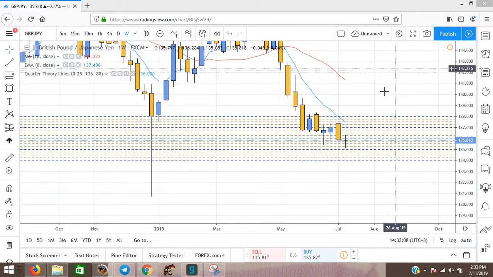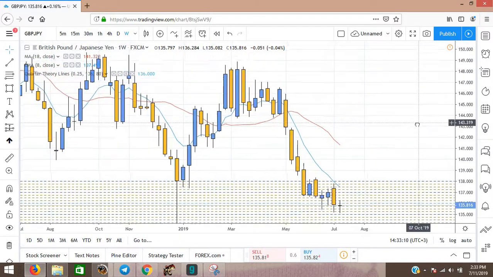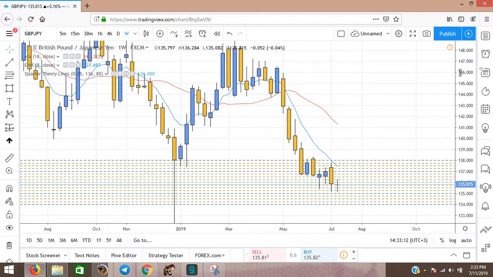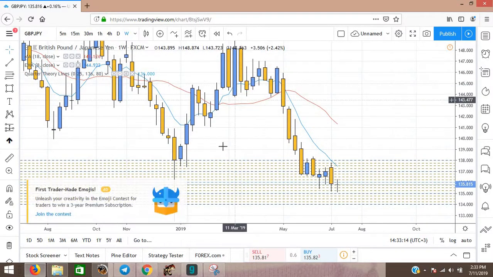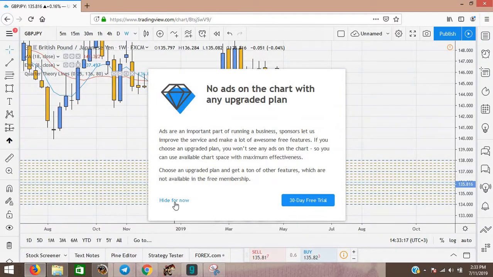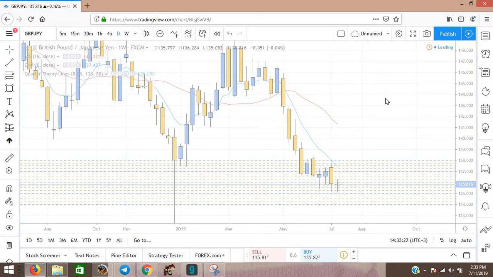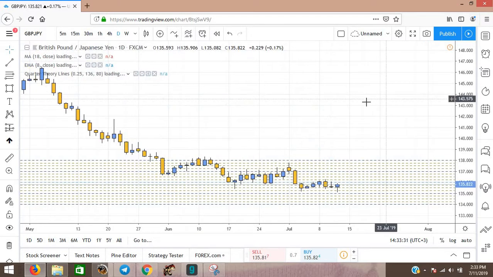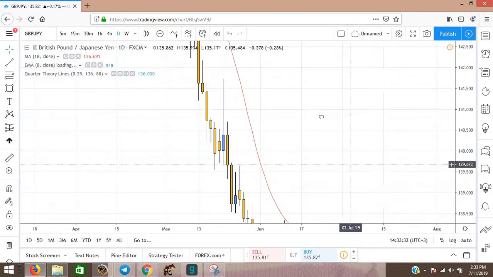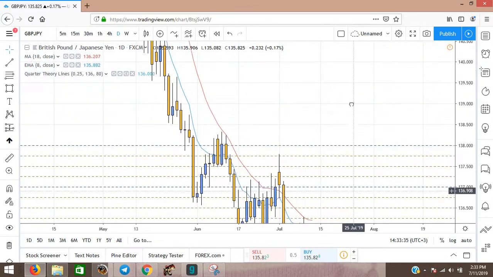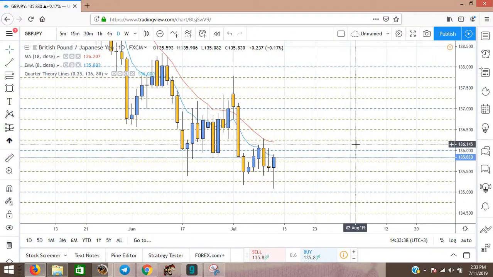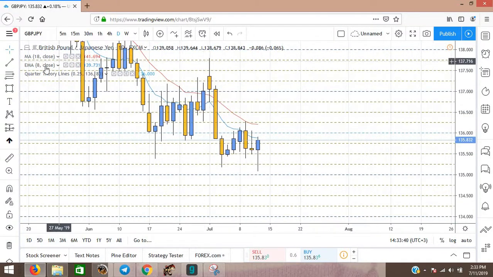So this is a trade that I missed yesterday. So we look at the trend first. On the weekly, we notice the market is bearish. Going on to the daily, the market is still bearish.